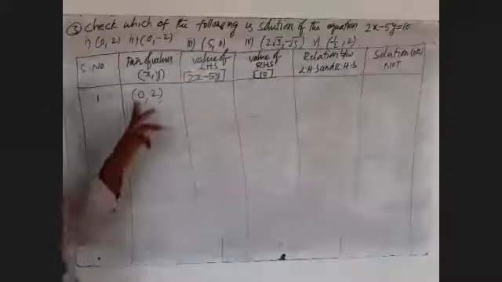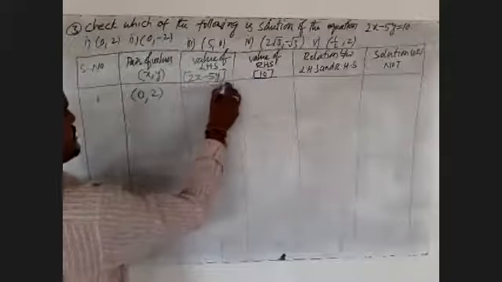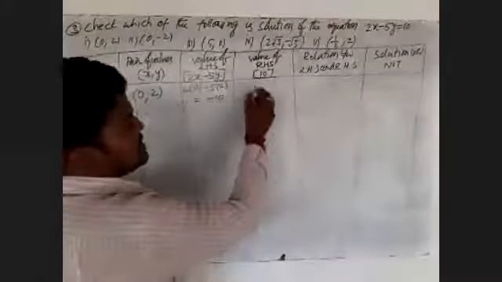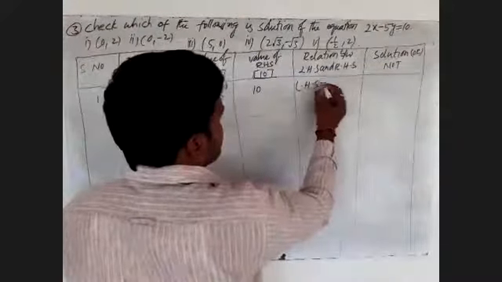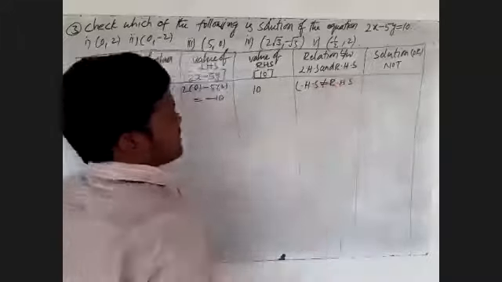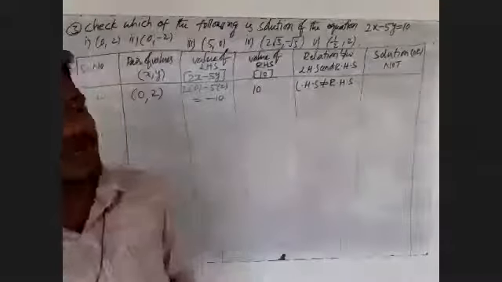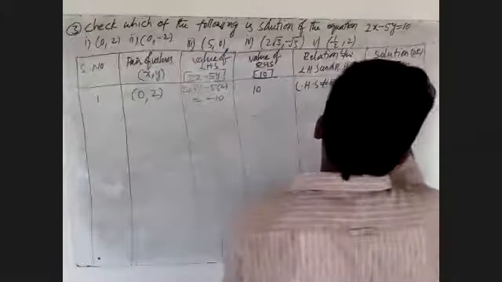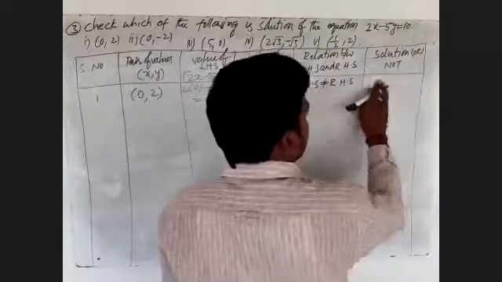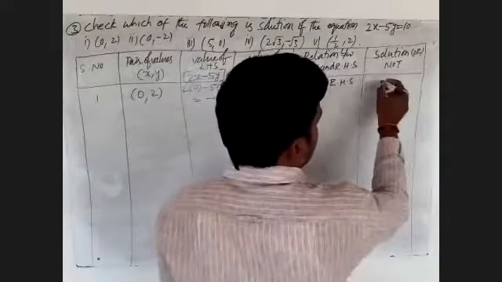First we take x as 0, y as 2, substituting in the given equation: 2 into 0 minus 5 into 2 is minus 10. That is the value of LHS. RHS is 10. Minus 10 is not equal to 10, so LHS is not equal to RHS. LHS equal to RHS would mean 0, 2 is a solution of 2x minus 5y is equal to 10. Since they are not equal, it is not a solution.